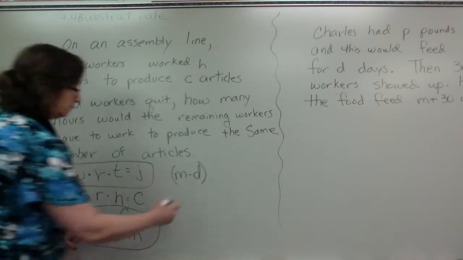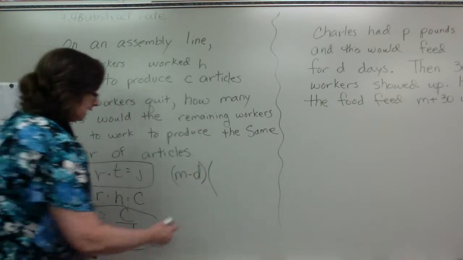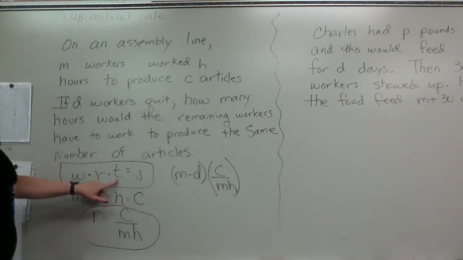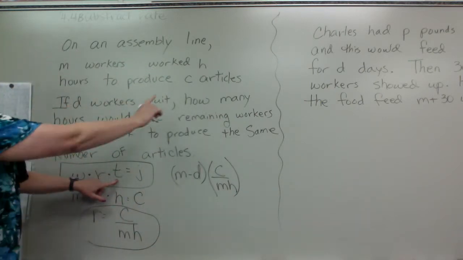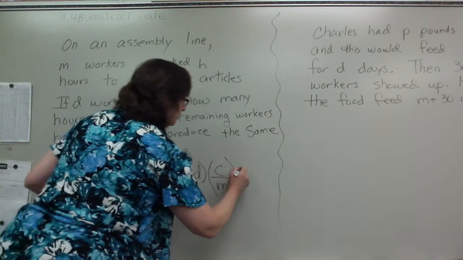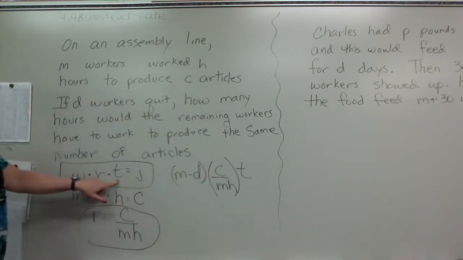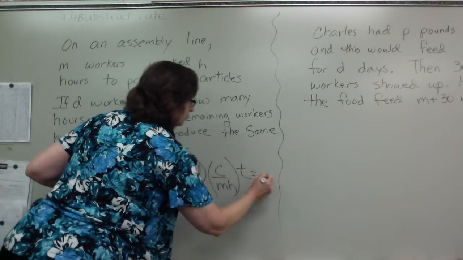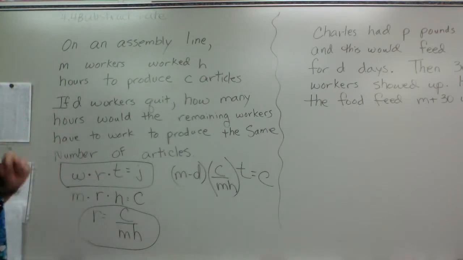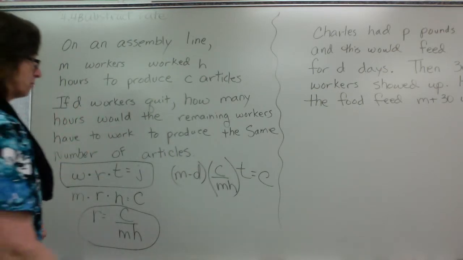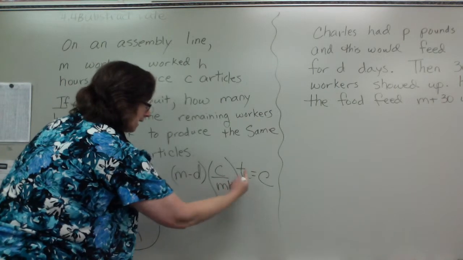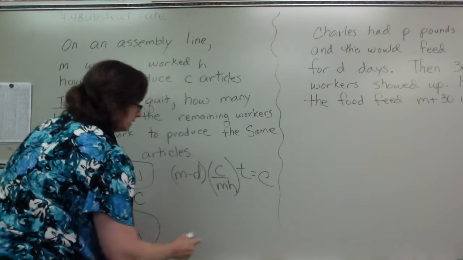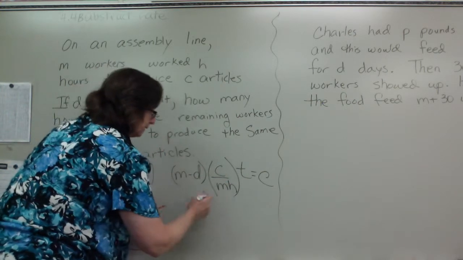My rate is going to be what I just figured out, which is C over MH. My time, we don't know because they said how many hours, so my time is my unknown here. And now I'm going to produce the same number of articles, which was C. So I've changed my number of workers, and I need to see what's going to happen to my time. In order to get to my time, I'm going to have to divide by everything else. I can do this in one fell swoop if I want to.